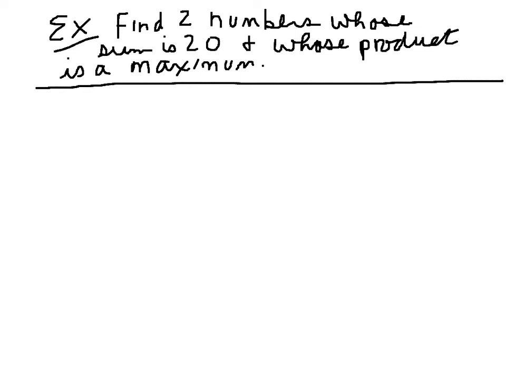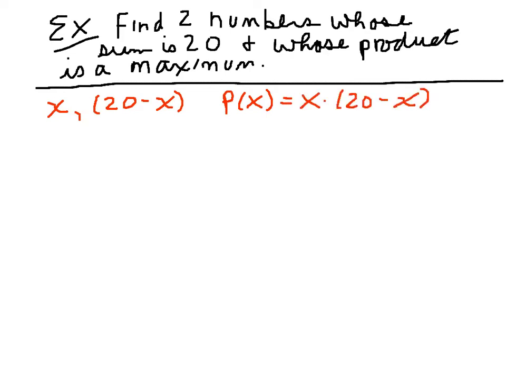Okay, so let's put these ideas to work with this example where we're trying to find two numbers whose sum is 20 and whose product is a maximum. Well, if one number is x, the other number has to be 20 minus x. And so the product of these two numbers is x times (20 minus x). That's what we want to try to find the maximum value of. Now, as I said before, this is a problem that actually can be handled by Algebra 2 students. So we'll look at two different ways of approaching this.